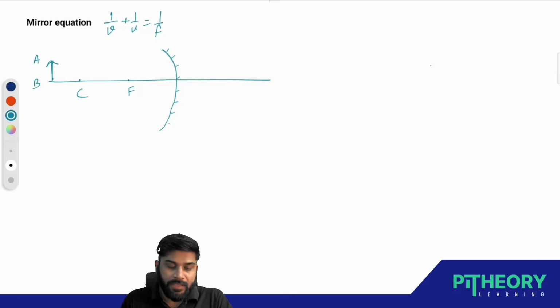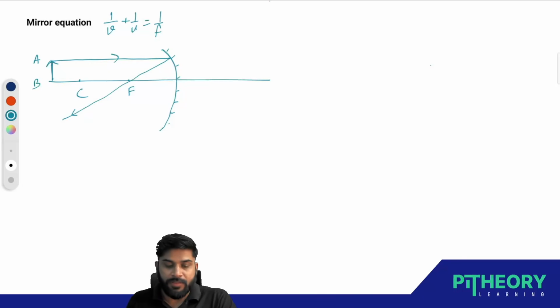So for that, I'm going to consider these two rays, because for image formation, at least two rays I need to consider. One is going parallel to the principal axis, falling on the concave mirror. After reflection, it will pass very clearly through what?